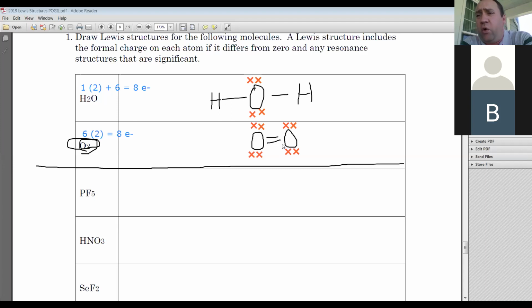Now we'll talk tomorrow about polarity. When we have things that are polar, that polarity is going to dictate when electrons are shared unevenly between atoms and what the driving force behind that is. And that's something called electronegativity.